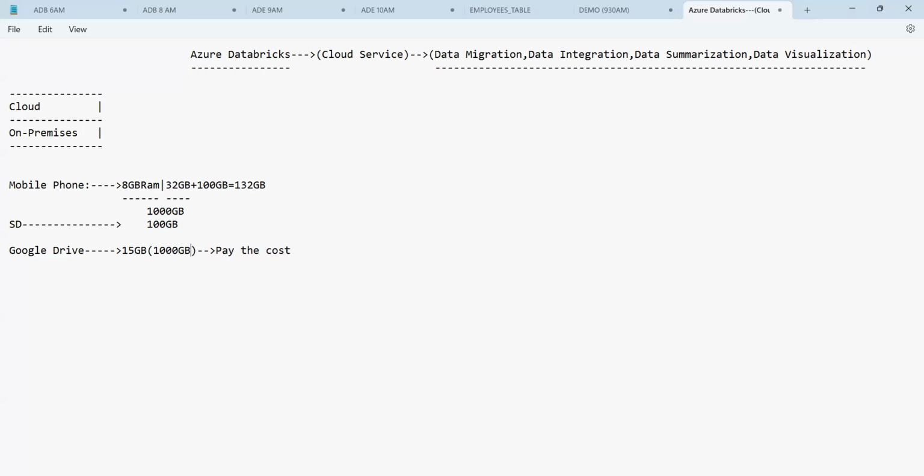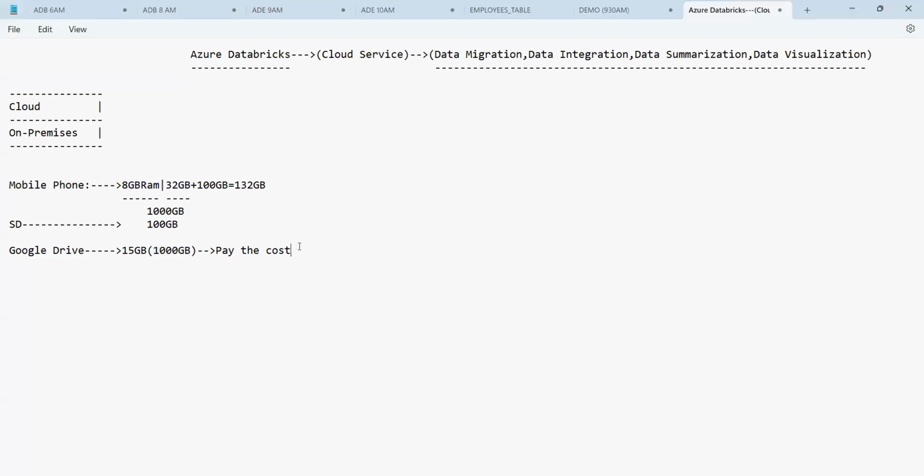Whether it is in GB, in terabytes, or in petabytes, whatever the capacity you have, that much you can store in your Google Drive. So that means Google Drive basically has no limitation to store the data. Am I right or not?